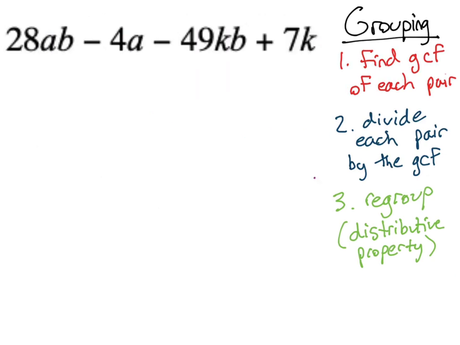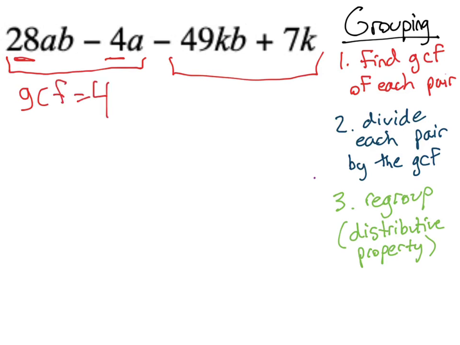Let's look at another example factoring this 4-term polynomial using grouping. So we want to start by separating these 4 terms into 2 pairs and finding the common factor from each pair. Looking at the coefficients on the top left, there is a common factor that we can divide by. We can divide 28 and 4 both by the number 4. And there's a common variable that both of these terms have, a, so we can divide by 4a.